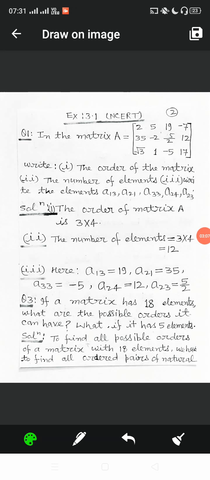Now, we will discuss the solution of questions from exercise 3.1. Question number 1: in the matrix A having elements 2, 5, 19, minus 7, 35, minus 2, 5 by 2, 12, root 3, 1, minus 5, 17, write the order of the matrix. Second, the number of elements. Third, write the elements a13, a21, a33, a24 and a23.